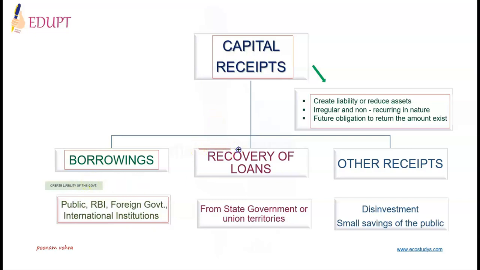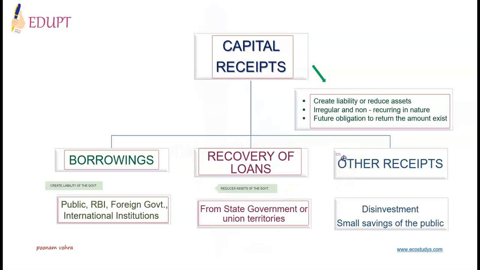Second is recovery of loans. Government grants loans to state governments or union territories. It reduces assets of the government. This is sometimes found confusing, that how recovery of loans reduces assets of the government. This shall be explained in the next slide.